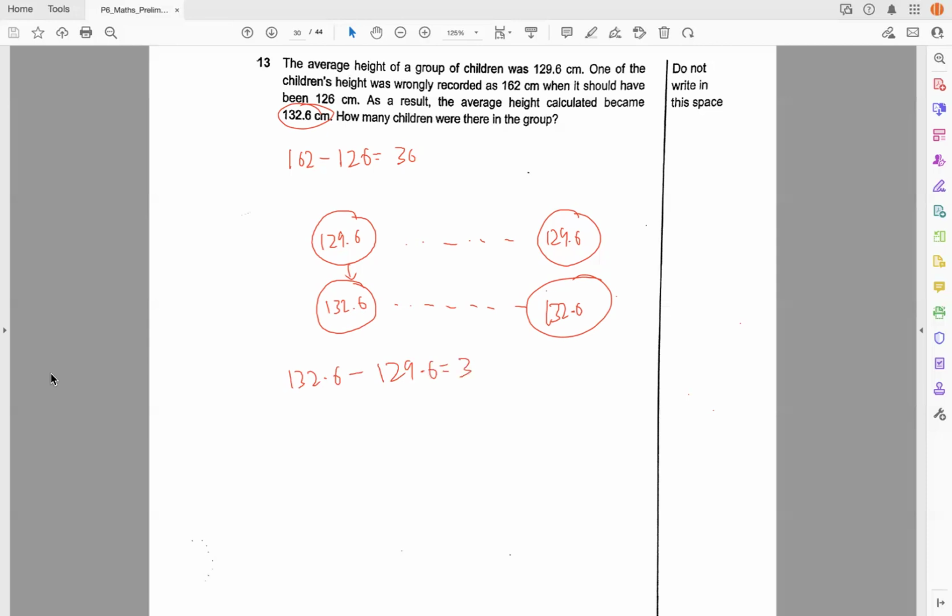And this extra came from where? Came from this 36. So if I use 36 divided by 3, I get 12. So there must be 12 children. Answer is 12.